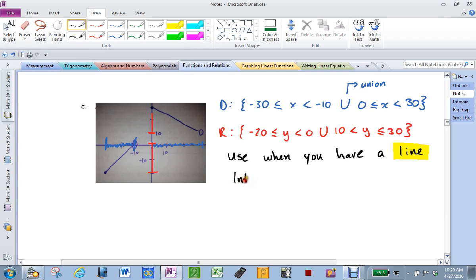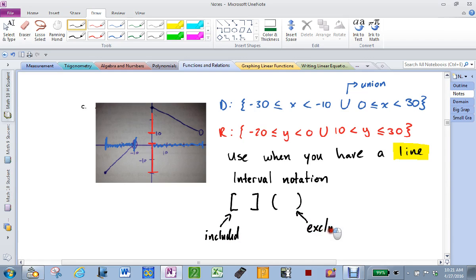Here's what the math guys do. They do what is called interval notation. And interval notation is exactly the same. It uses these brackets and it uses parentheses. These brackets are included. These brackets are excluded. And we only care about the interval.